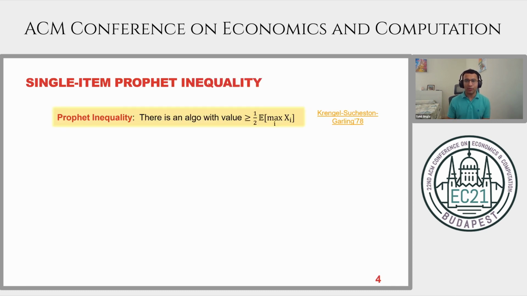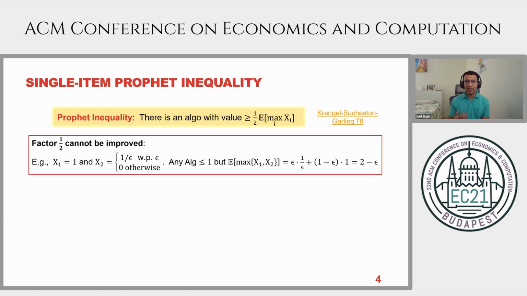So as I was saying, the classical profit inequality says you can get a half of the expected max. And this half is actually tight, in the sense that there are examples where you cannot hope to improve this factor of half by a constant. So here's a very simple example.